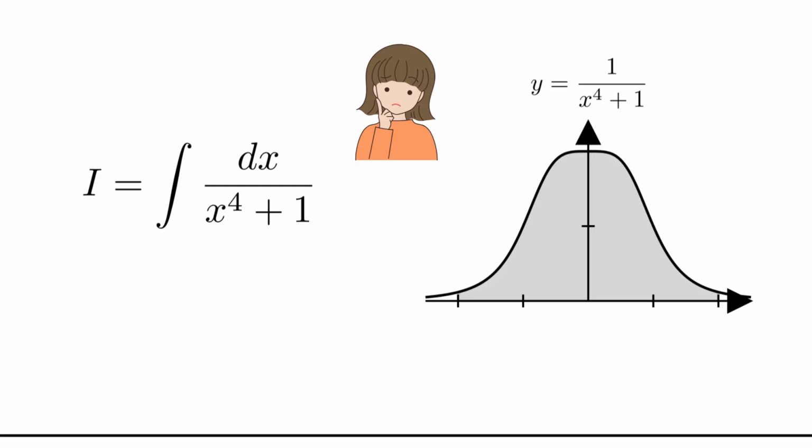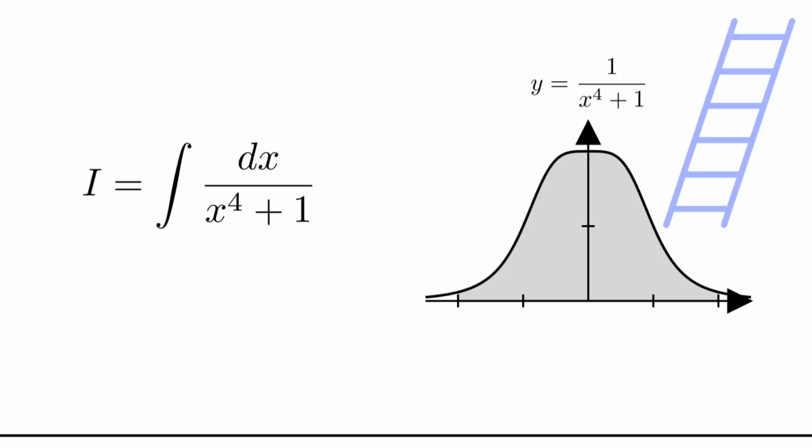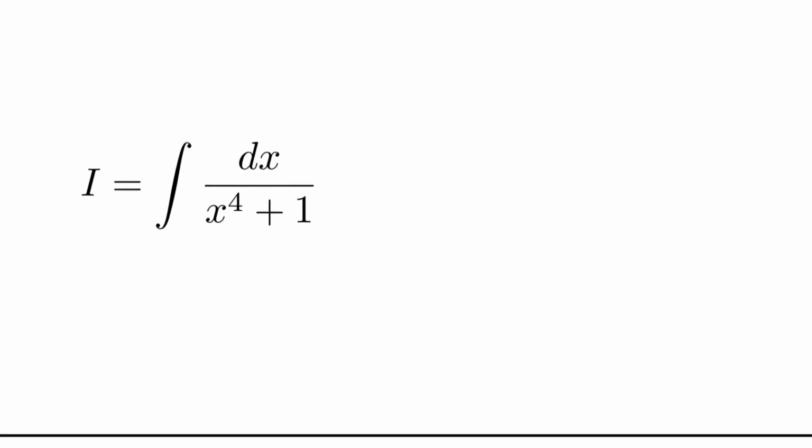The secret is factorization and partial fractions. Let's solve it step by step. We begin with the integral. Capital I equals the integral of 1 divided by x to the power 4 plus 1 with respect to x.